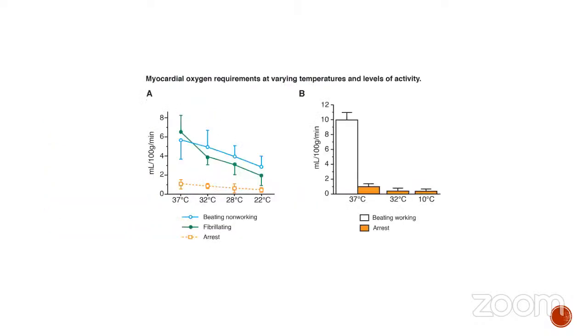So this graph here shows that an arrested heart has significantly less oxygen demand than a beating, non-working heart, or even than a fibrillating heart. And as the myocardial temperature drops, the oxygen demand itself drops even further.